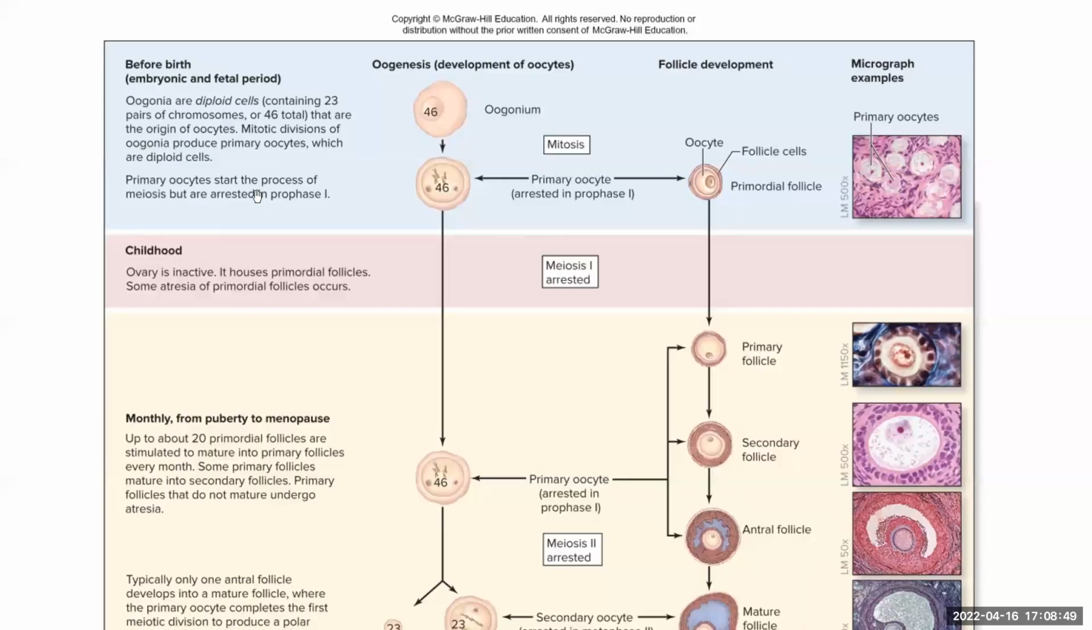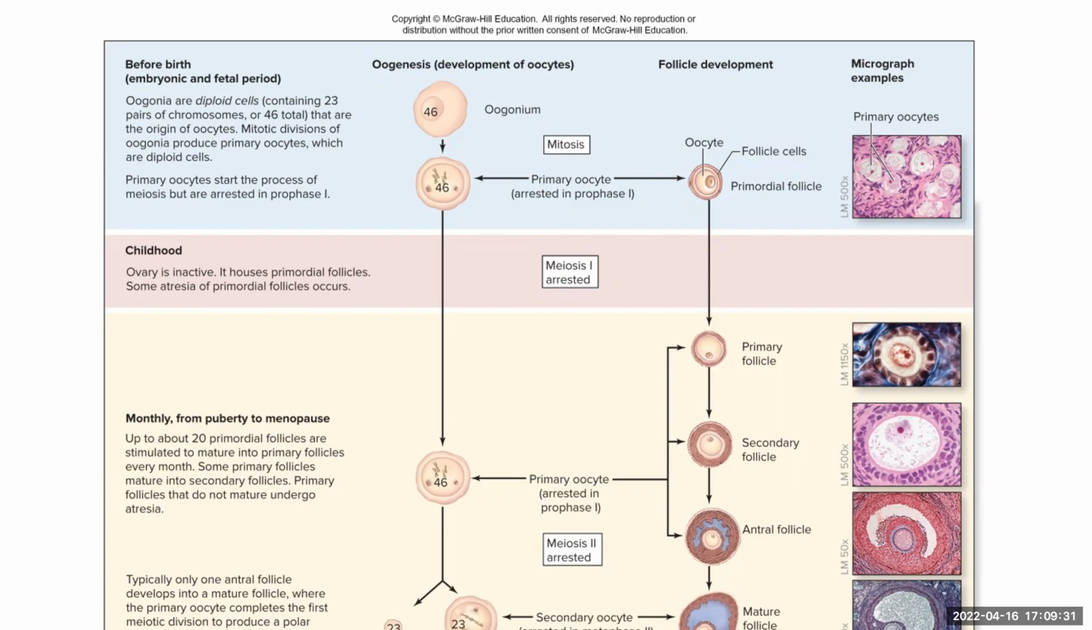So if we start up here, right in blue, right before birth, before the baby comes out of mommy, we will see during the development of the fetus, and we talked about this, how the oogonia are going to mitotically divide. And so these are diploid cells. What that means is it has 46 chromosomes, or you can say 23 pairs of chromosomes. One pair coming from mom, the other pair coming from dad. So you have 23 maternal chromosomes, and you have 23 paternal chromosomes. And then together that totals 46.